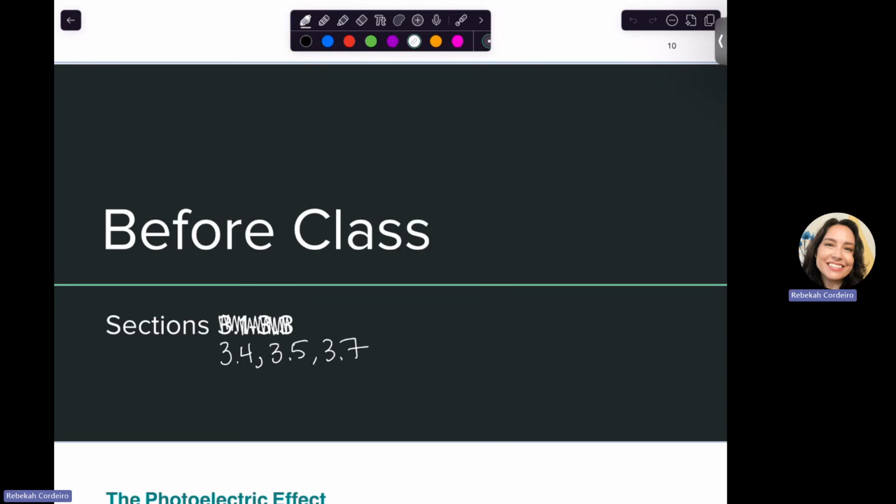Hi, so this is going to be for Chem 1211. This is chapter 3, and we're going to be in sections 3.4, 3.5, and 3.7. We're skipping section 3.6. I like to do that after I've talked about electron configurations.